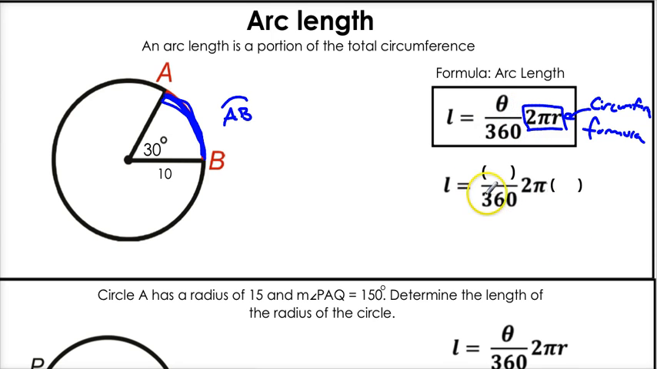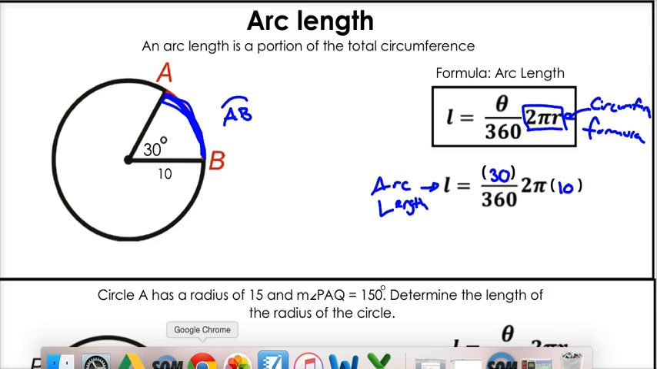So we're just going to plug in and let's try this out. So L, which is what we're going to call our arc length, is just going to be the amount of degrees. In this case, it's 30 degrees over 360 times 2 pi times, what's our radius? 10. All right, let's put that into our calculator.